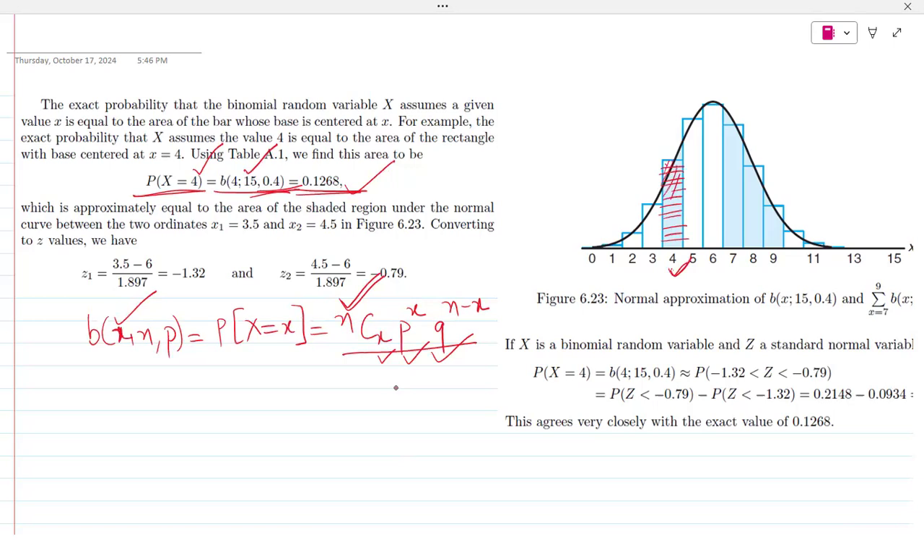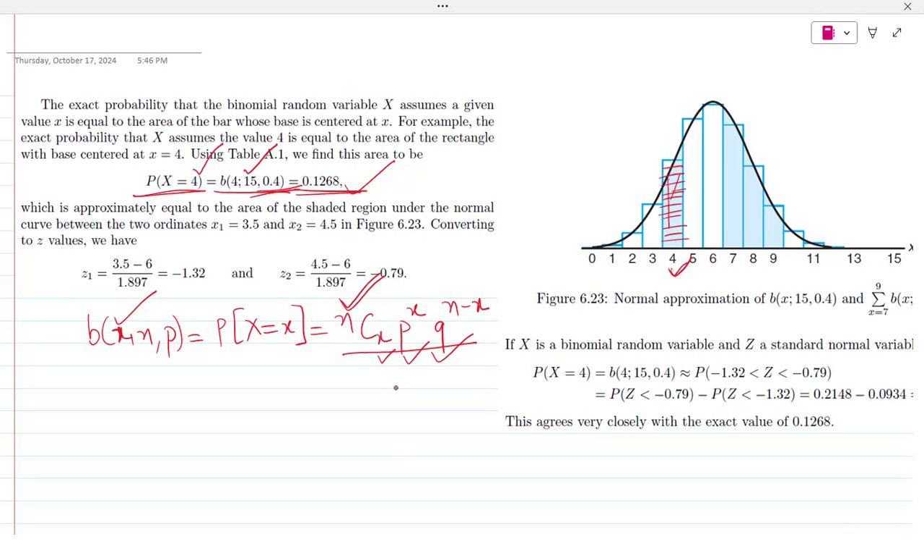Now, if you look carefully, I can find the same area, but it will not be exactly equal. I can find an approximate, meaning I can approximate this area under the normal probability curve also. So actually the total area is this one.